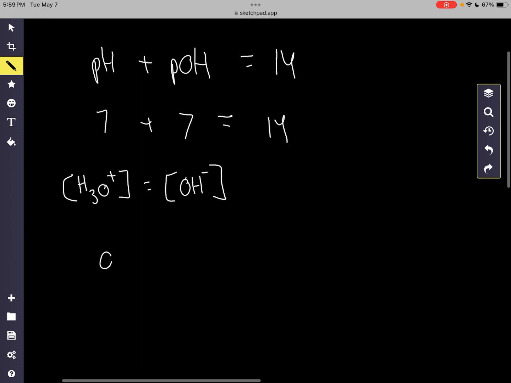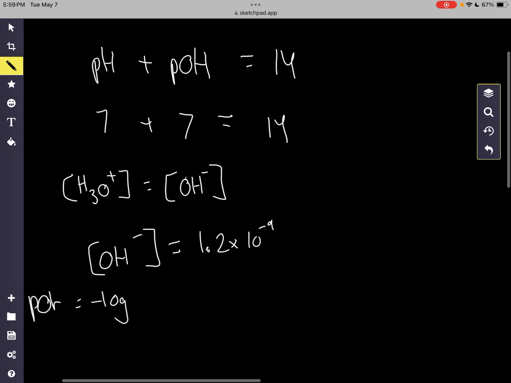So let's say our hydroxide ion concentration is 1.2 times 10 to the negative 9 molar. We're trying to find the pOH. So pOH equals the negative log of 1.2 times 10 to the negative 9. We put that into the calculator, and we're going to get 8.92 as your pOH.